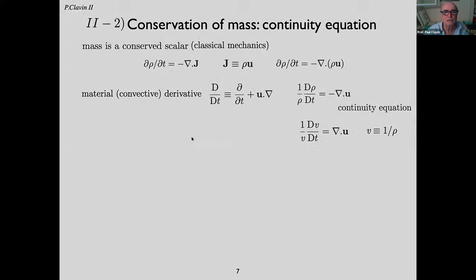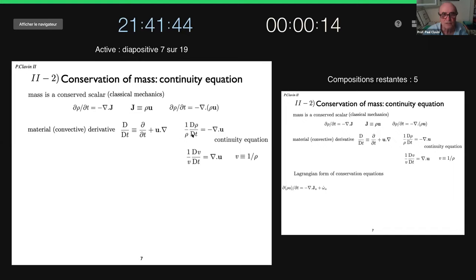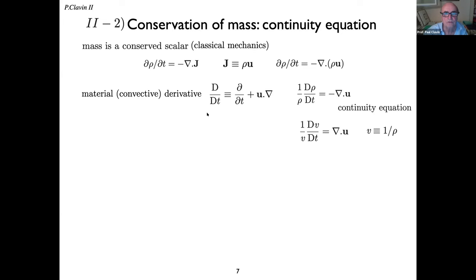Where is my pointer? Excuse me, this is an error. All right, the pointer is here. Okay.